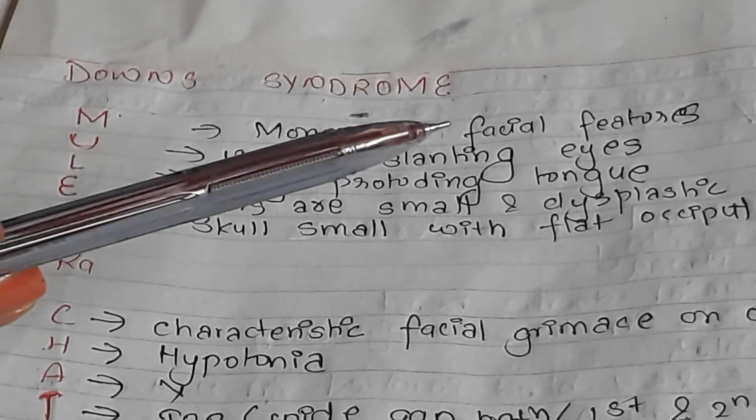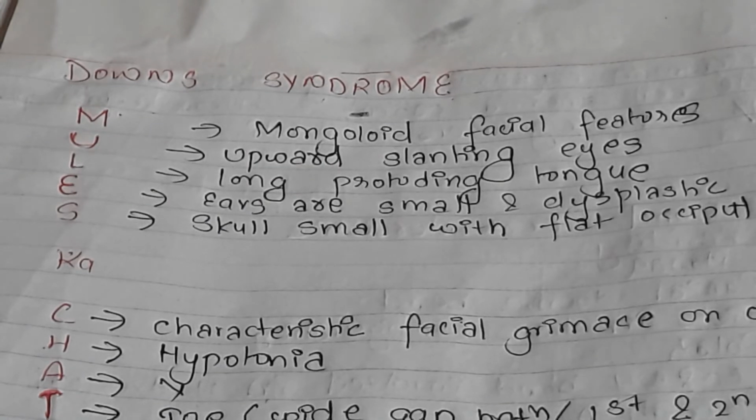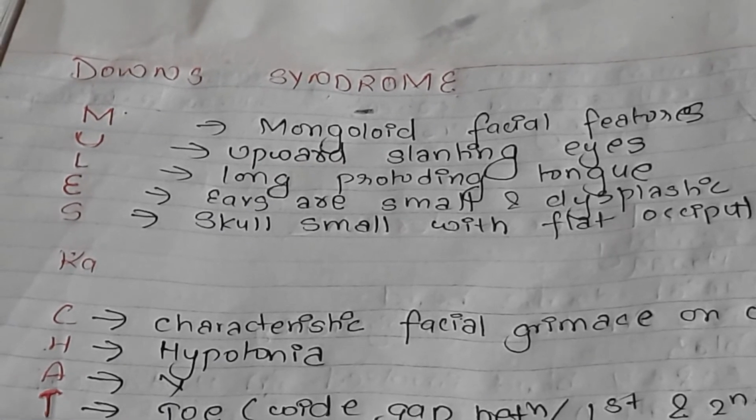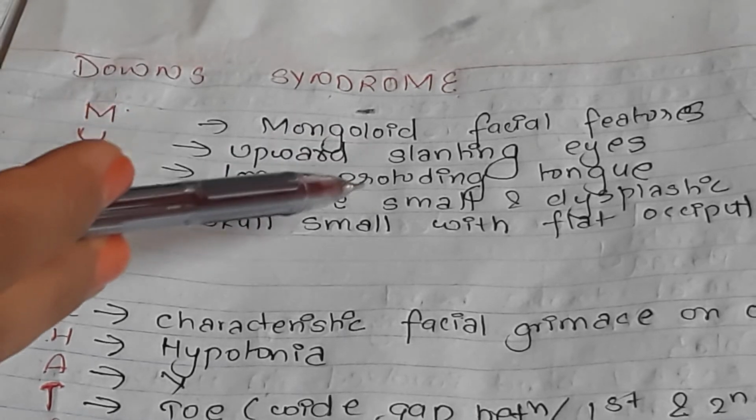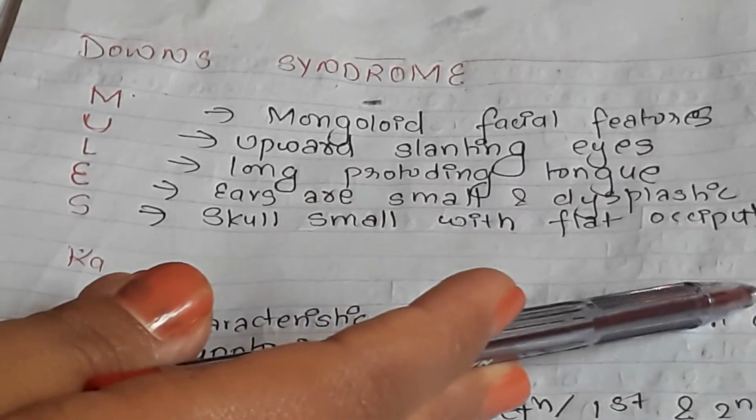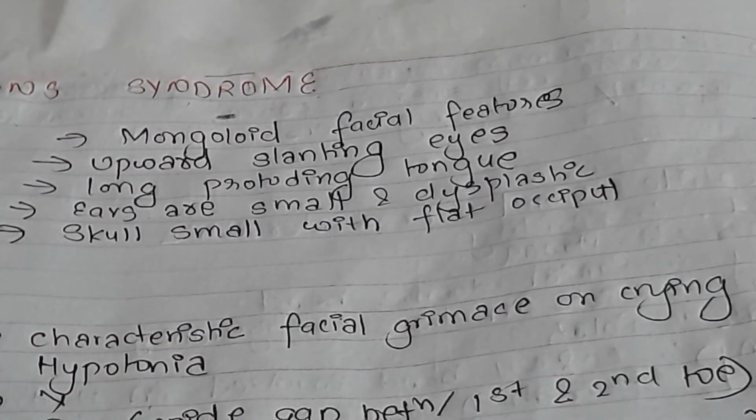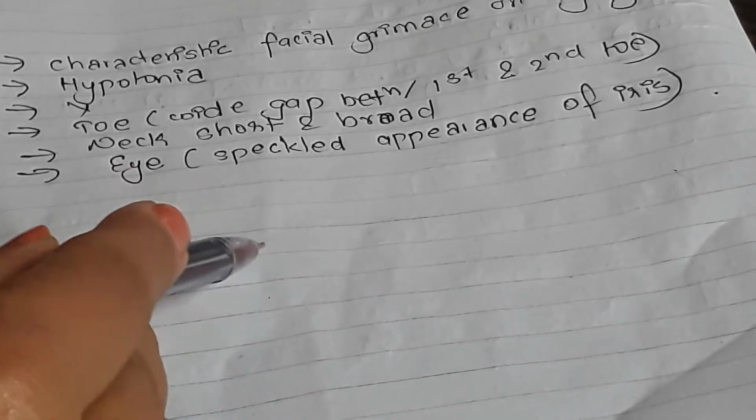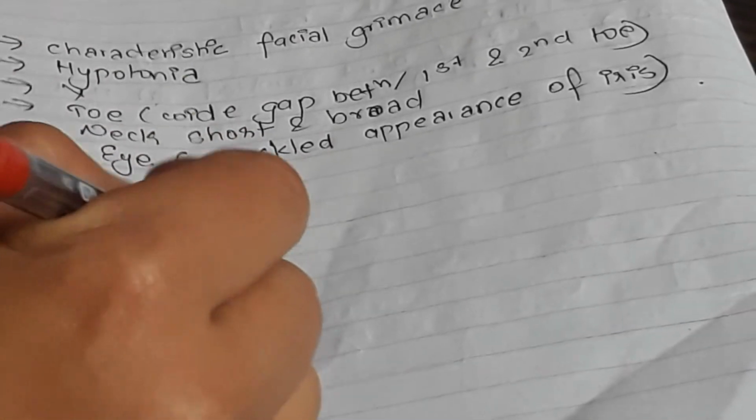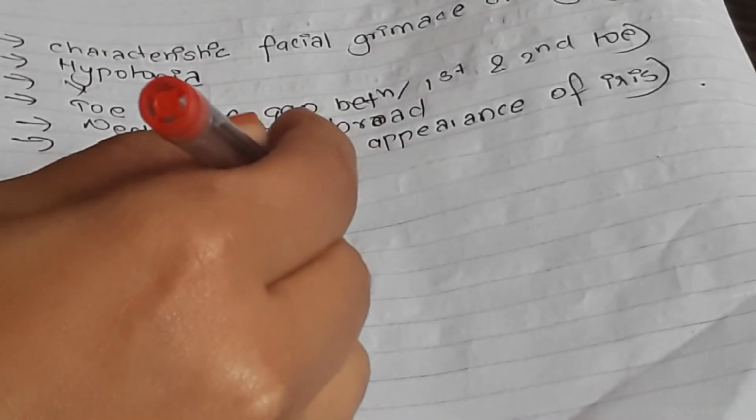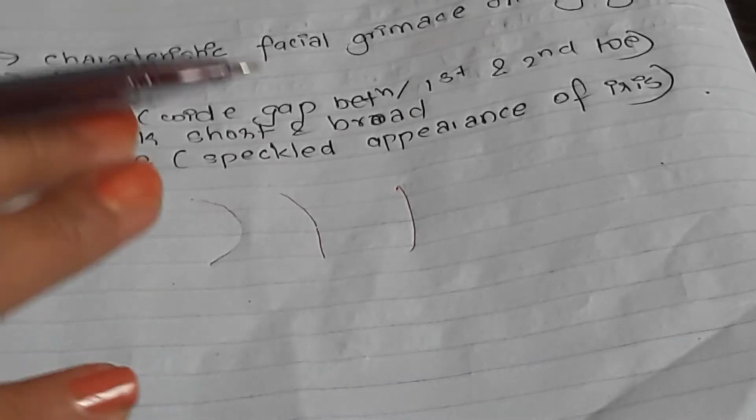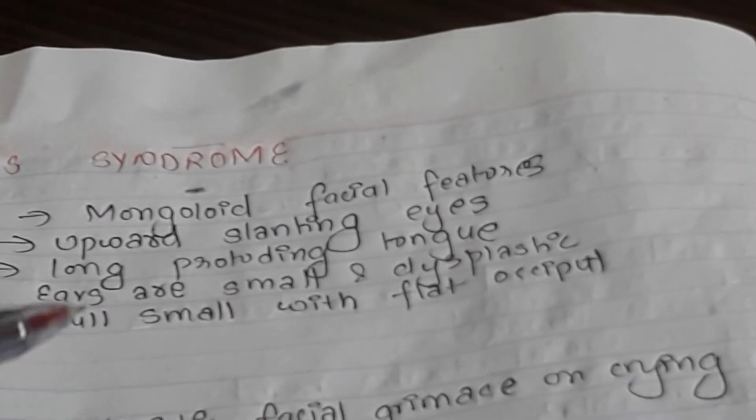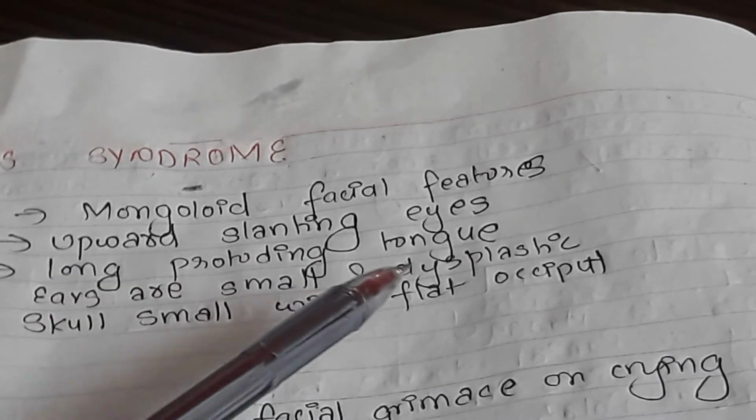Ears are small and dysplastic. So when your ears look very small, and the shape of the ears is very abnormal, it is said that ears are small and dysplastic. And S stands for skull small with flat occiput. The occiput is the posterior part of our head. It should have convexity, but instead it becomes flat. It doesn't have this convexity. So it's called small skull with flat occiput.